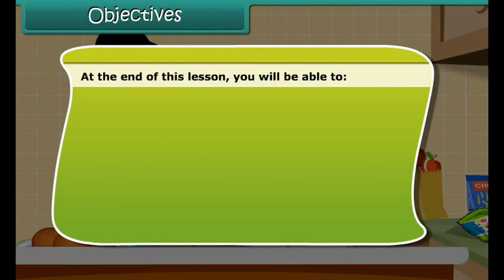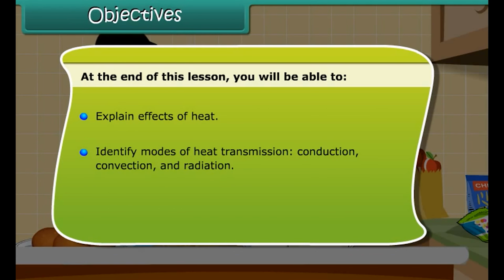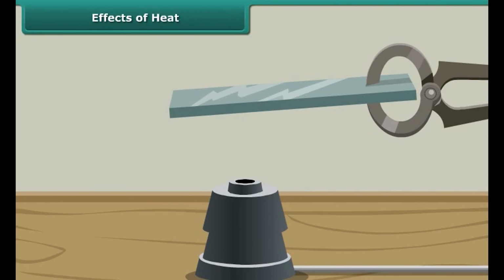At the end of this lesson, you'll be able to explain effects of heat, identify modes of heat transmission: conduction, convection, and radiation, and explain good and bad conductors of heat. When an object is heated, it undergoes many changes.